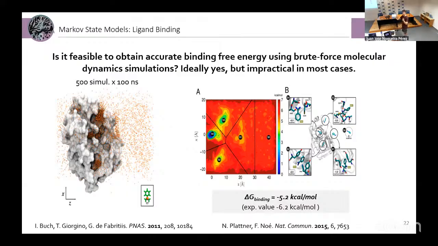From these simulations, they constructed what is called a Markov state model. And from this model, they were able to estimate the binding free energy. They obtained this minus 5.2 value, and the experimental value is minus 6.2. So not bad. But again, a lot of sampling, a lot of calculations.